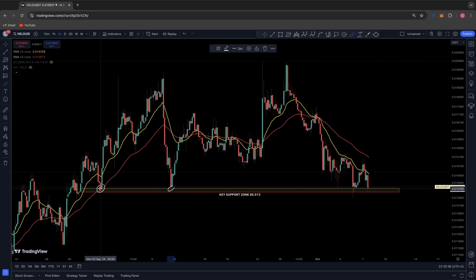So we created it here on September the 24th. We had a second point of contact on the 11th of September. We had a wick down to this range here on the 3rd of October. We had another contact point on this zone on the 6th of October, and we have yet again come into this contact territory once more for a fifth point of contact.